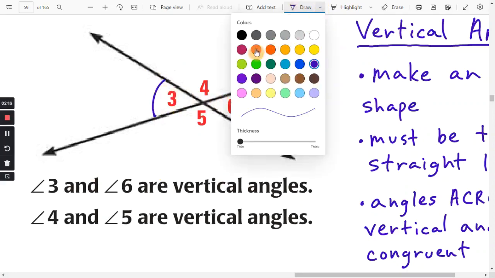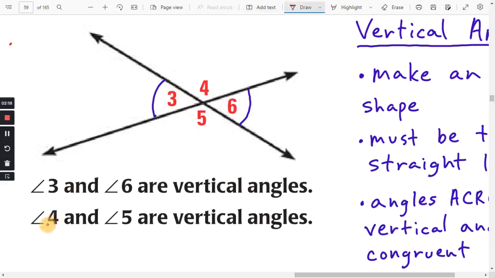And then I'll mark it in a different color. Angles 4 and 5 are vertical. So angle 4, I'll mark it with 2 arcs, is congruent to angle 5. Okay, again, notice they are the ones across from each other, not the ones that are next to or adjacent to each other. So those are the vertical angles. You should get two pairs of vertical angles when you draw two straight lines that intersect each other.